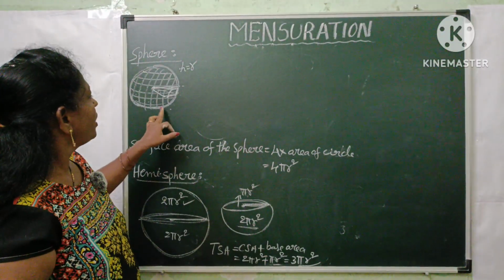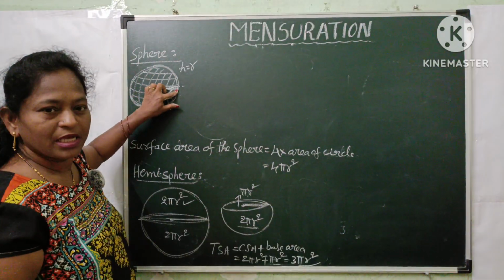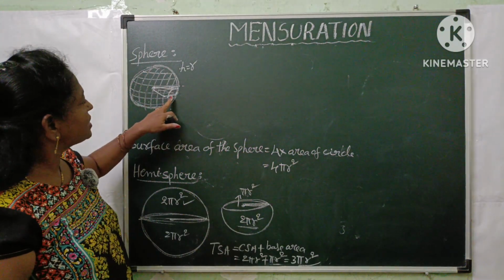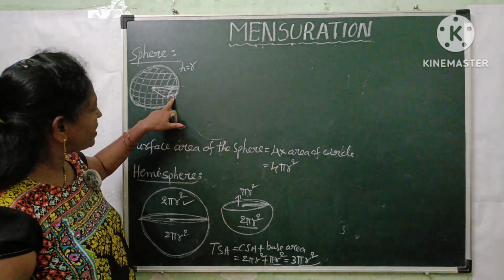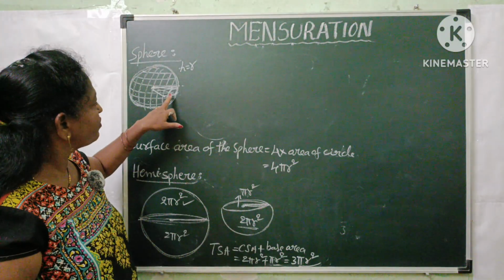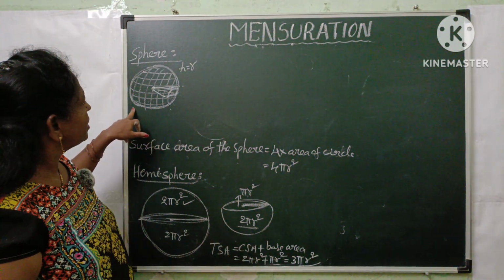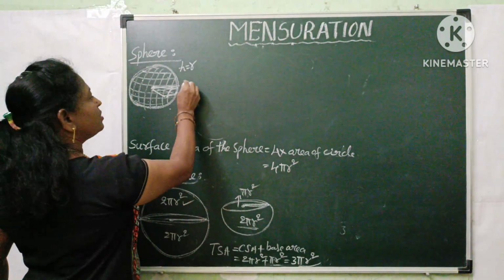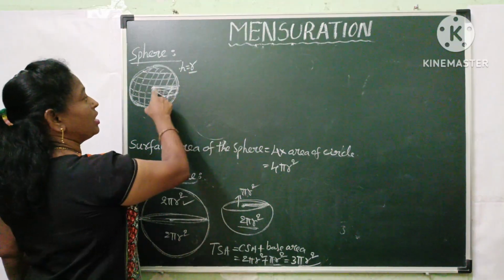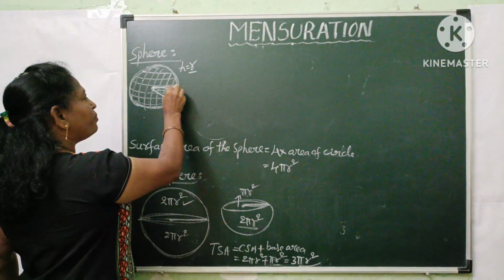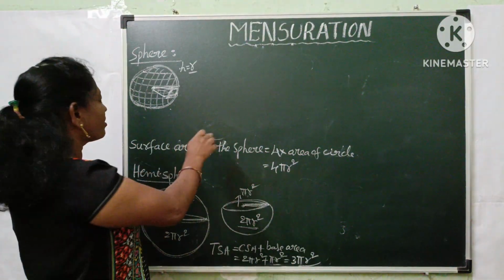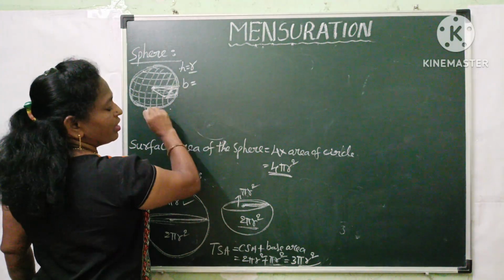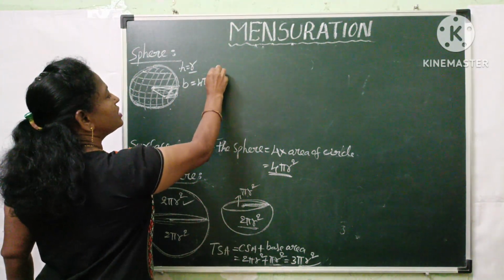And also here, this is the base. Yes or no? The sum of all the base areas of the pyramids is very close to the surface area of the sphere. That means here the height is r, the radius. The base areas together equal the surface area of the sphere, that means base equal to 4 pi r square.